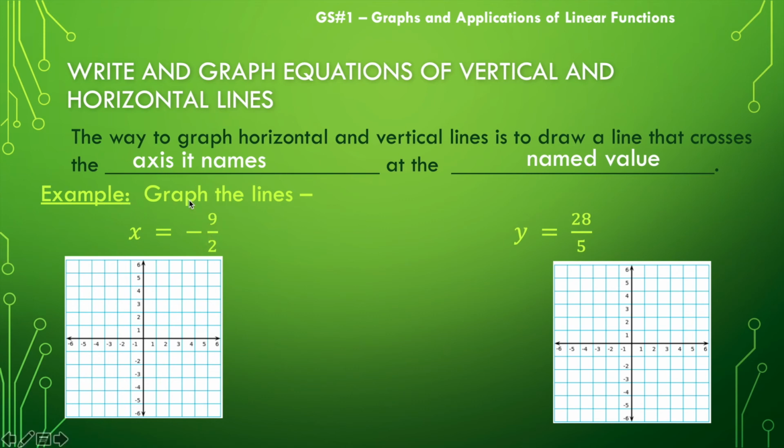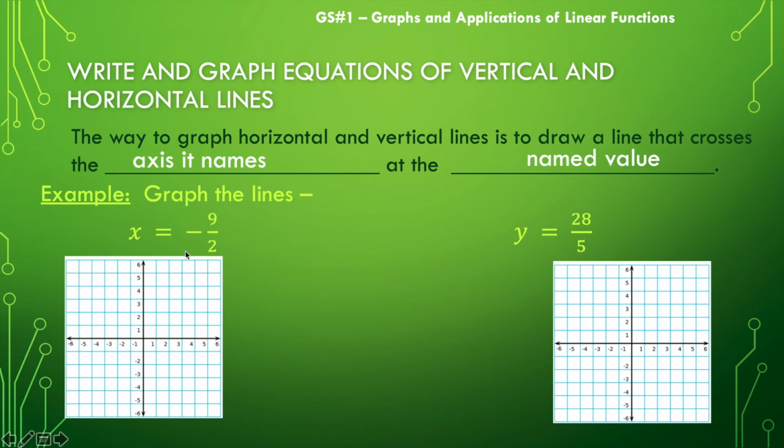So in other words, this is going to cross the x-axis at the point -9/2. Okay, so we know that it's going to cross the x-axis, which means it's going to go up and down, right?